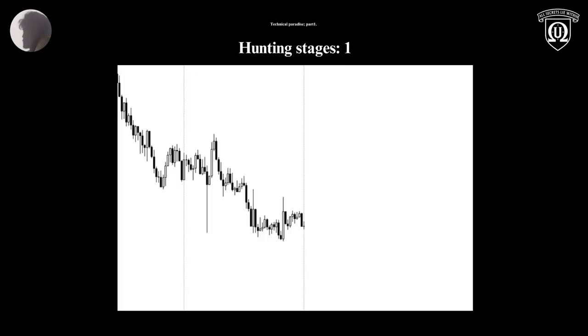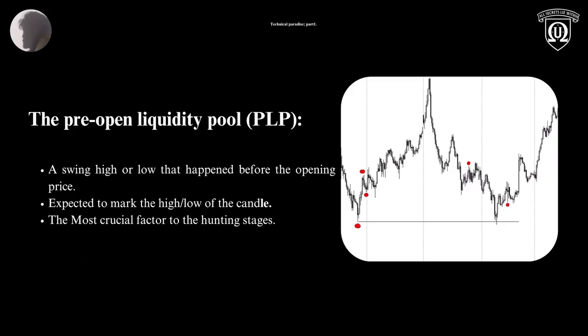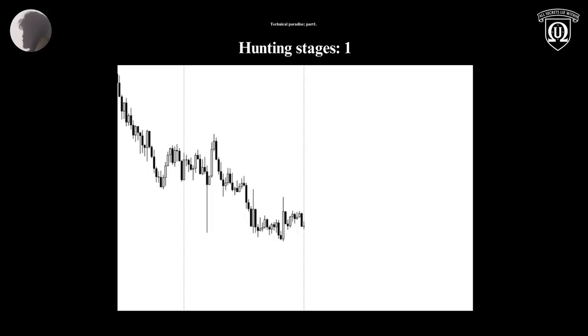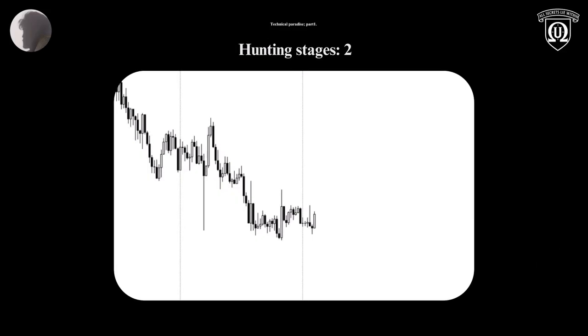What are the hunting stages, and what's the importance of the PLP in the hunting stages? Now, the hunting stages are 3. First of all, you're going to mark the opening time, and you're going to mark a potential pre-open liquidity pool, which will mark the bottom. Next up, that's stage 1. Stage 2 is you wait for a reaction to form off of the pre-open liquidity pool.